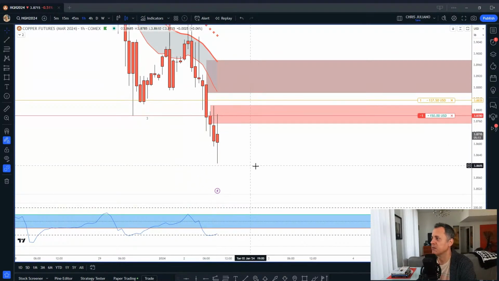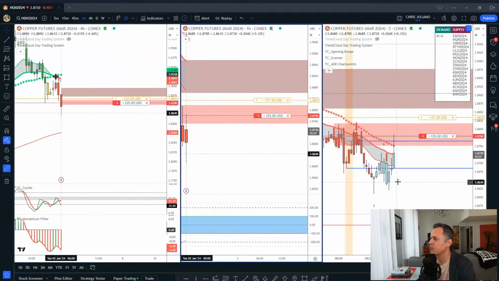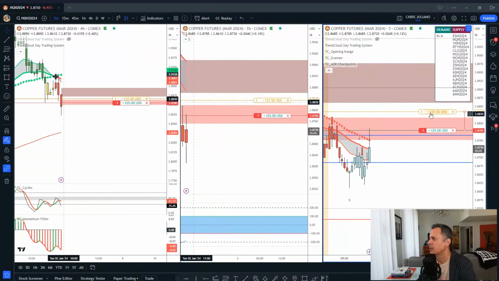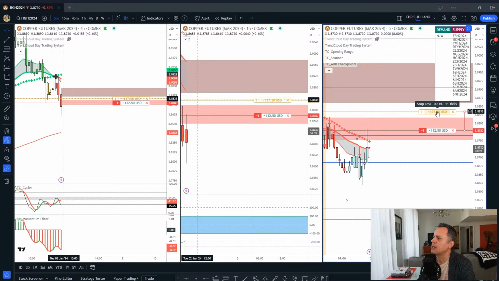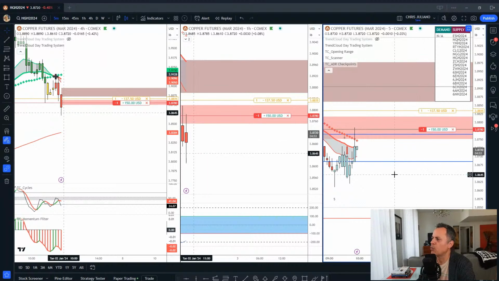That's pretty significant. Okay, we're already up 100, and we already got our 1-to-1 here, right? And we only have one contract. So what we can do, do we want to flatten out here? Because we only have one contract. Okay, so now we're past our 1-to-1.